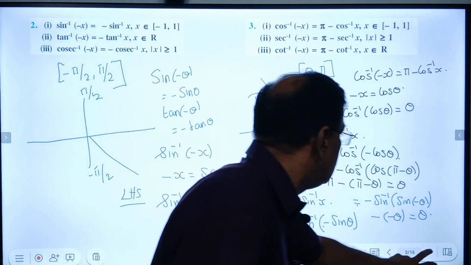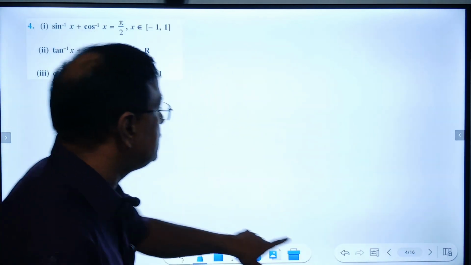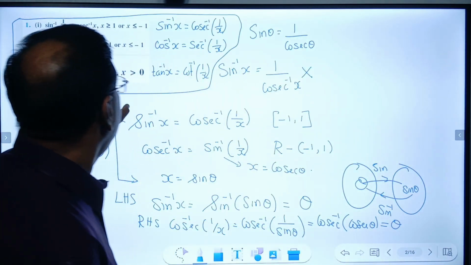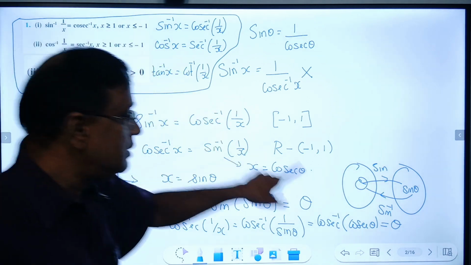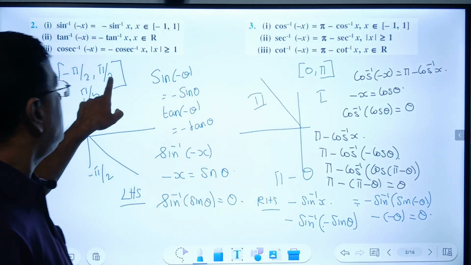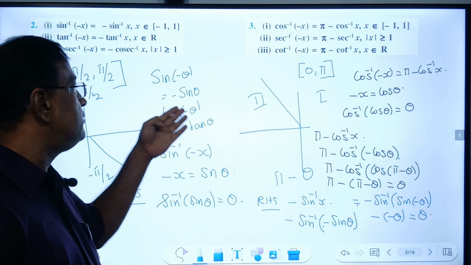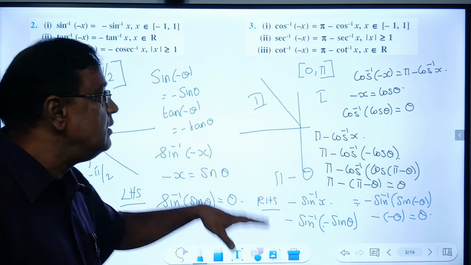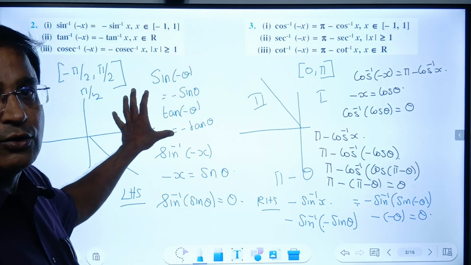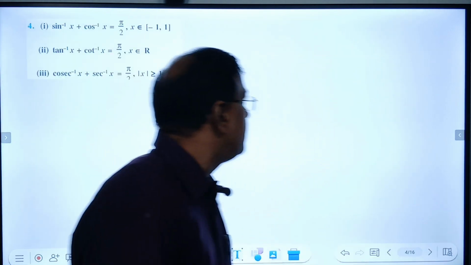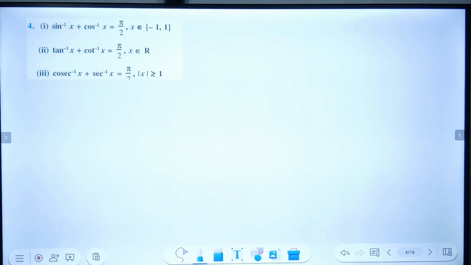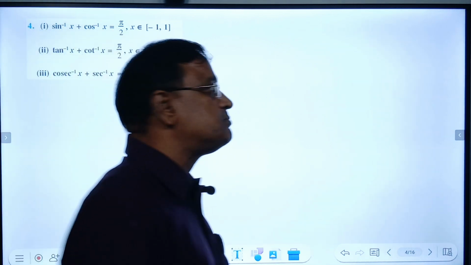Okay, this is done. So again you see everything is connected with trigonometry. If you look at the first formula, this is a reciprocal relation. And if you look at the second formula, it is basically sine of minus theta is minus sine theta, cos of minus theta is cos theta. You see, using those relations only, I got all this. Now, the next one is sine inverse of x plus cos inverse of x is pi by 2.